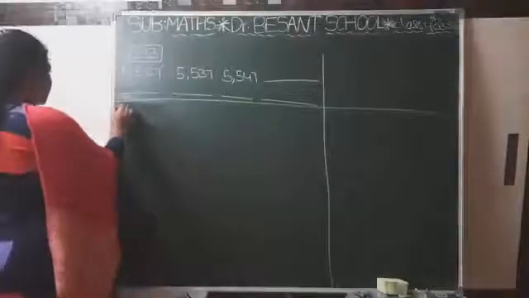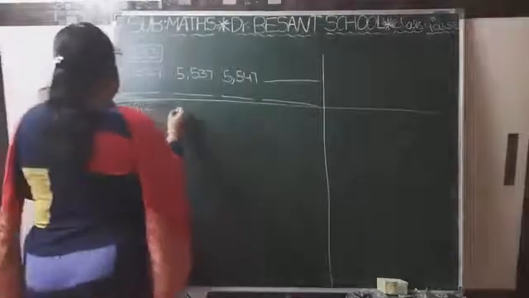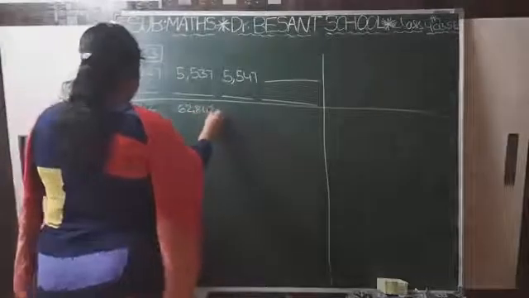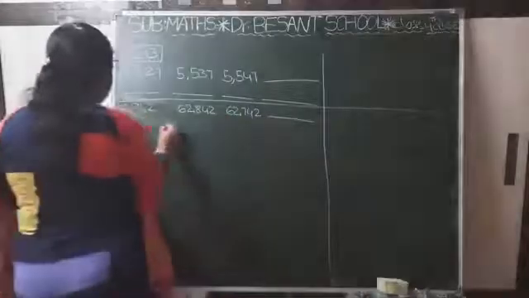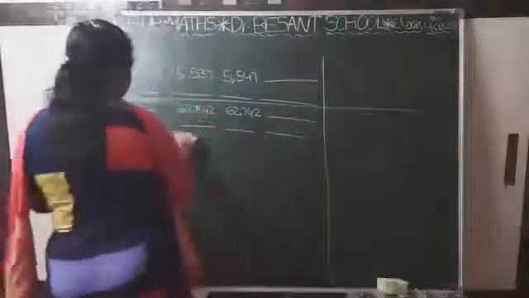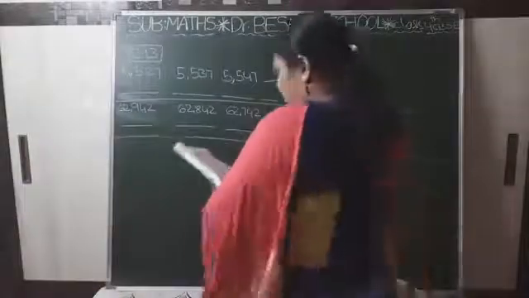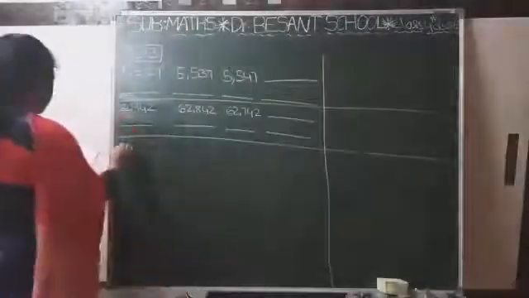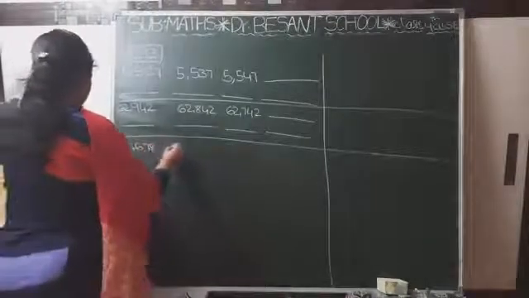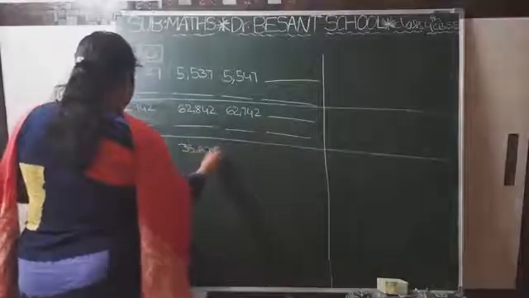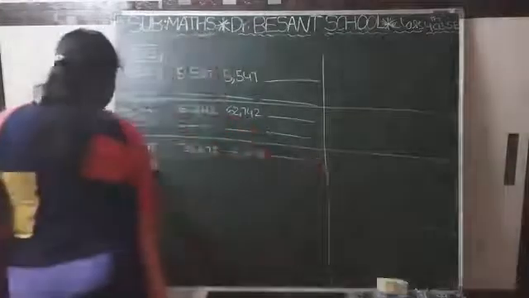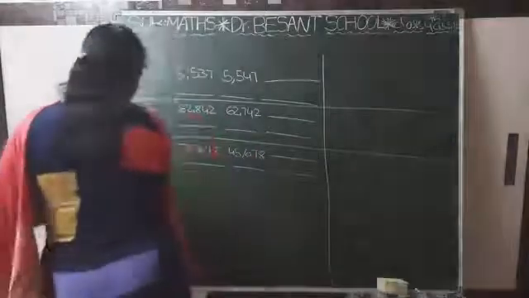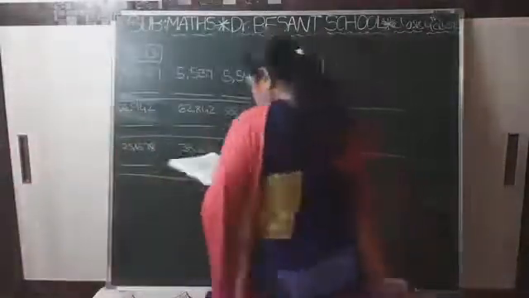Next, I am writing all the questions first, then I will explain. Next one, 62,942, 62,842, and 62,742, dash, dash, dash, dash, dash. This is the second one. Next one, 25,678, 35,678, and 45,678, dash, dash, dash, dash, dash. This is the third one, third model.